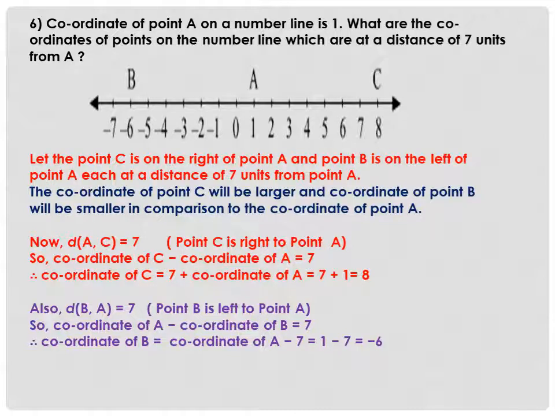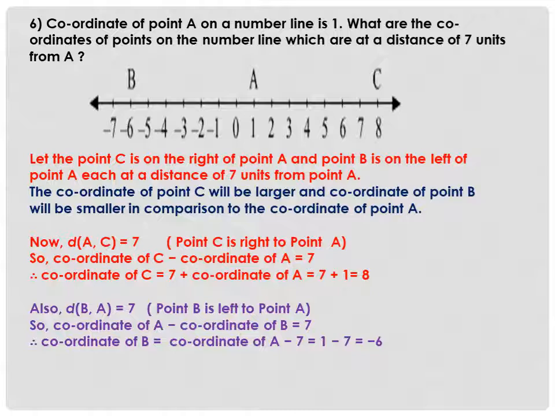Now here I have taken sum number 6. Coordinate of point A on a number line is 1. What are the coordinates of points on the number line which are at a distance of 7 units from A? Now the distance between the two coordinates, 7, is given, but they didn't give the side.